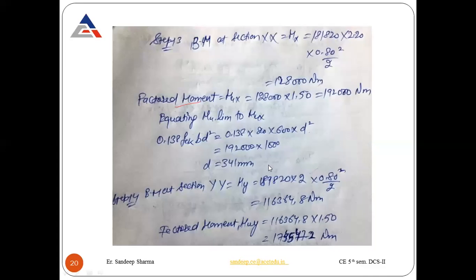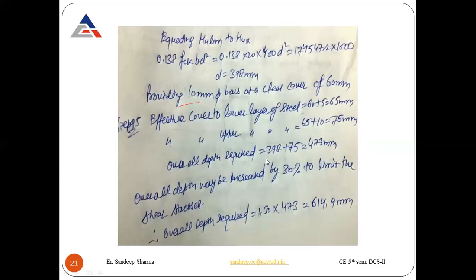So now again come to this step. After providing a 10 mm dia bar at a clear cover of 60 mm, the effective cover to the lower layer of steel, which will be the main steel, is 60 plus 5, that is 65 mm, and the upper layer of the steel is 65 plus 10, that will be 75. Is that clear how to provide the lower and upper layer of the steel with effective cover?